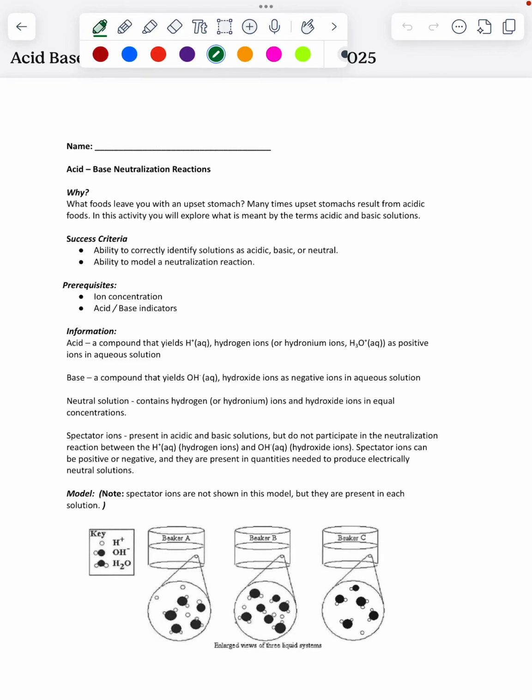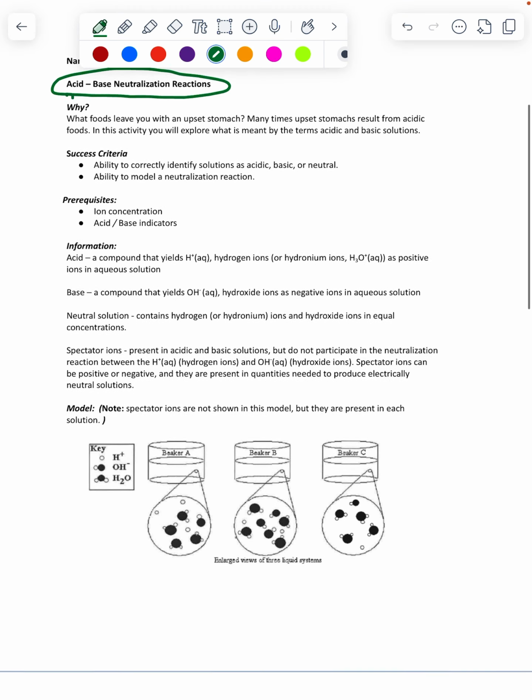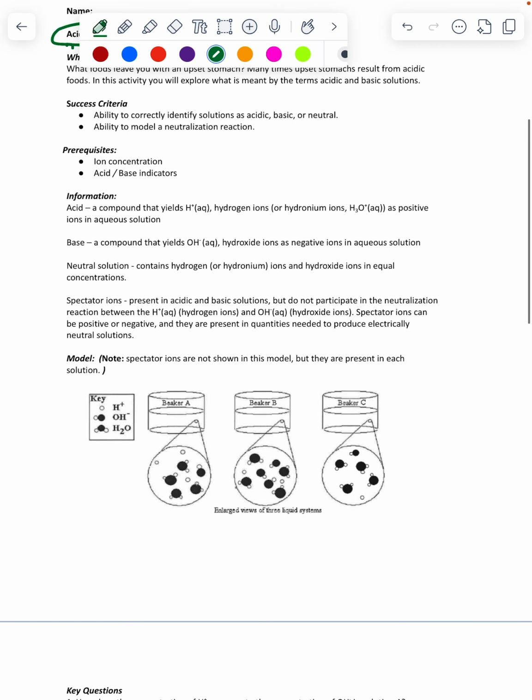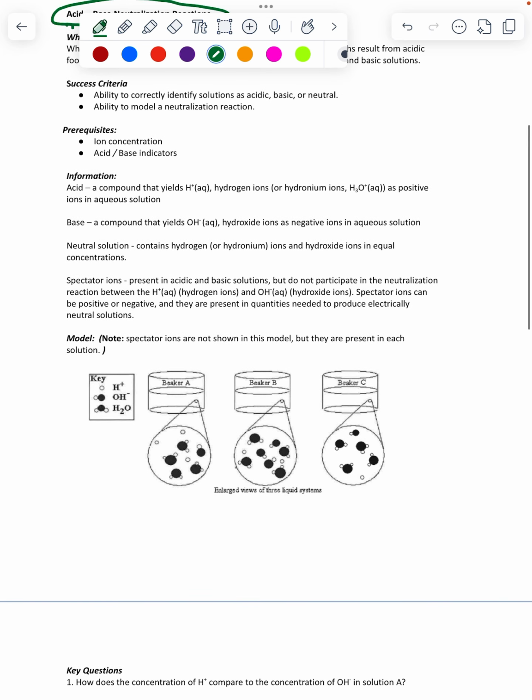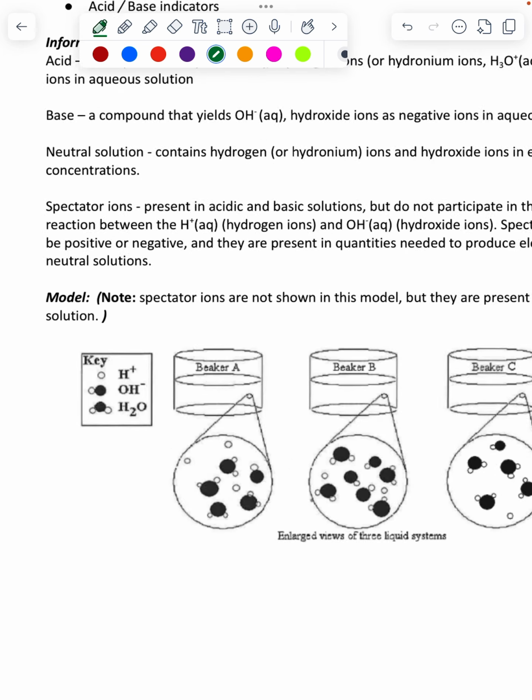Now that you can identify acids and bases, let's take it to the next step. Let's look at how acids and bases neutralize each other. So this is another type of reaction, an acid-base reaction. It can also be a double displacement reaction, but we just call it acid-base reactions. So you have this diagram here that's really quite cool.